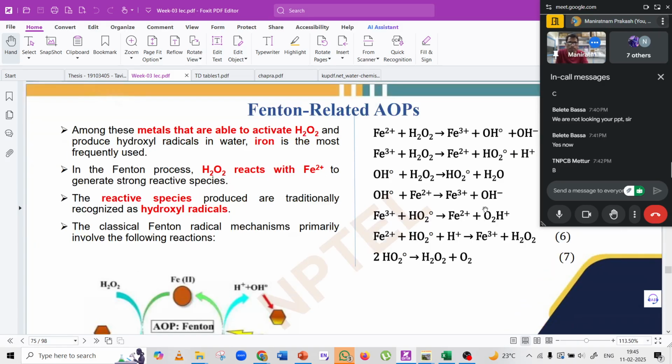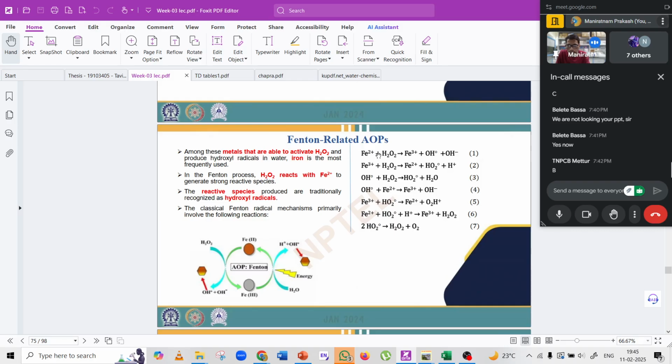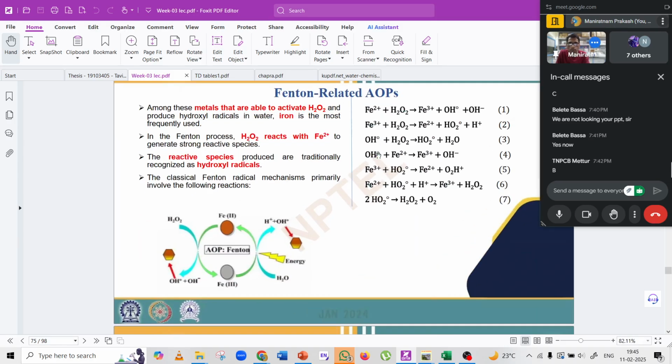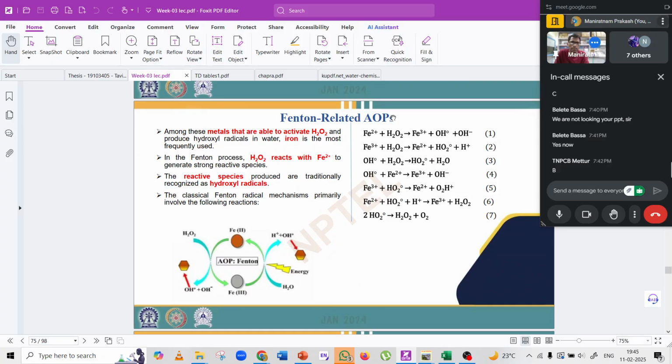Here you can see that for this reaction, it's not written in electron form, but in a simple way we can say that for this reaction to happen, there should be something which has to lose one electron. Then Fe2+ will lose one electron and form Fe3+. But Fe3+ cannot lose any more electrons. That's why it cannot react with H2O2.